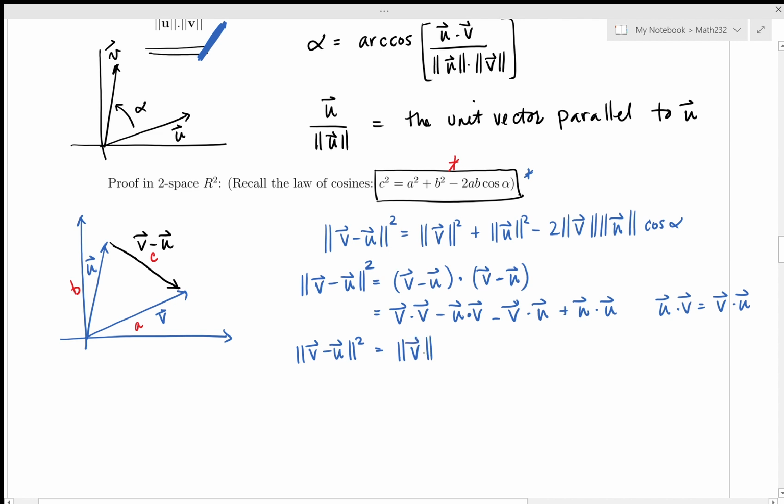Okay, so that means we have that the norm of v minus u squared is the norm of v squared, that is v dot v, minus 2 times the dot product of u and v plus the norm of u squared.